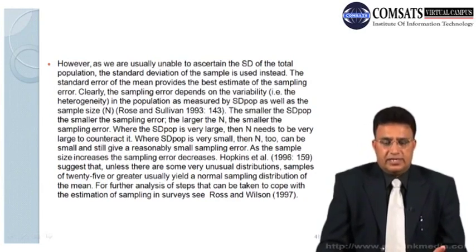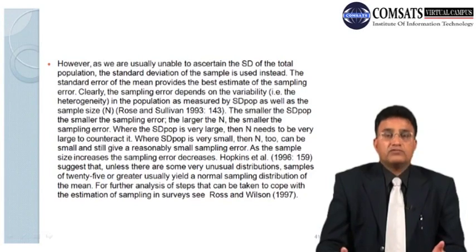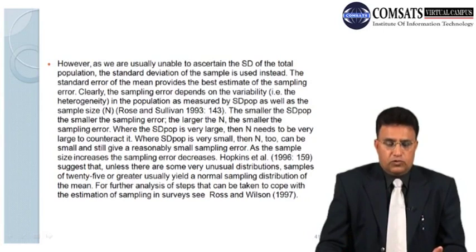as reported in Rose and Sullivan 1993. So the smaller the standard deviation of the population, the smaller the sampling error. The larger the total number, the smaller the sampling error. Where the standard deviation of the population is very large, then the total number needs to be very large to counteract it. Where the standard deviation of the population is very small, then n, the total number, can be small and still give a reasonably small sampling error.